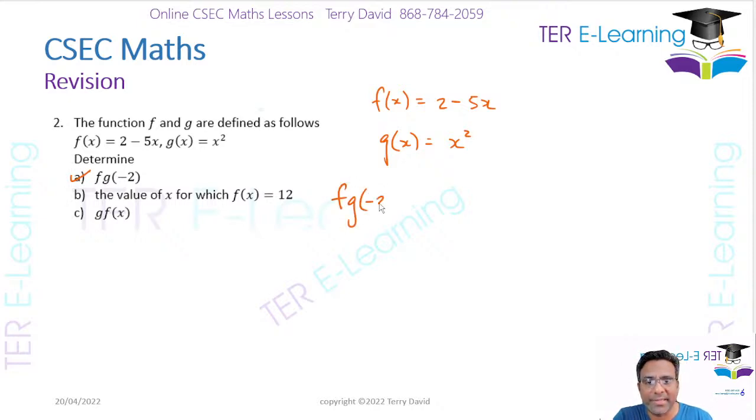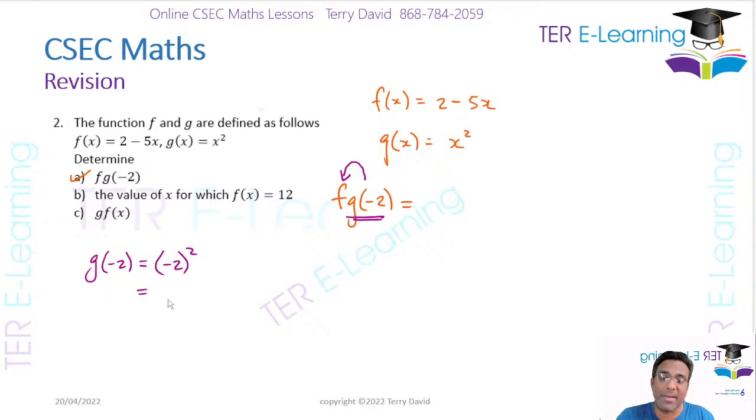Now, there are basically two ways to do this question, but this is the usual way that I tell my students to handle this. What we should do is first find g of minus 2, and the answer we get, we're going to plug that into f. I'm going to first find g of minus 2, and that's going to be minus 2 squared. Minus 2 squared is the same as minus 2 multiplied by minus 2, and this is going to give me 4. Now, this answer that I got here, I'm going to take and plug into the function f.